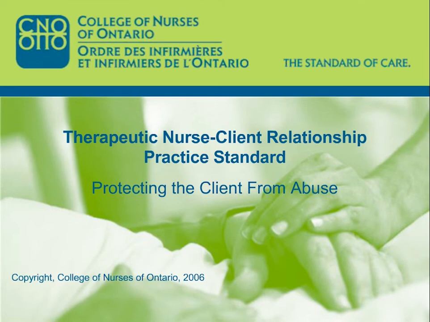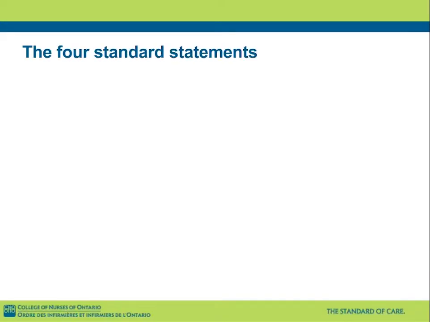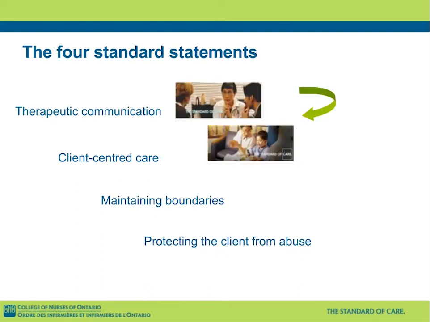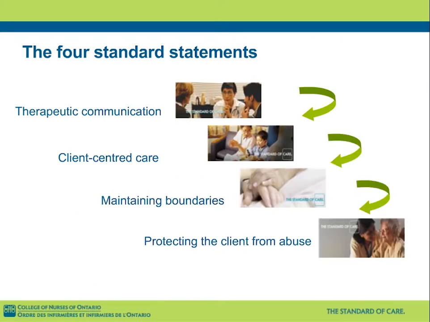The College of Nurses of Ontario presents the Therapeutic Nurse-Client Relationship, revised 2006 practice standard, Protecting the Client from Abuse. Four standard statements describe what a nurse is accountable for in the therapeutic nurse-client relationship. Each statement has accompanying indicators, which are broad statements that nurses can modify to their particular practice reality. The standard statements are therapeutic communication, client-centered care, maintaining boundaries, and protecting the client from abuse.